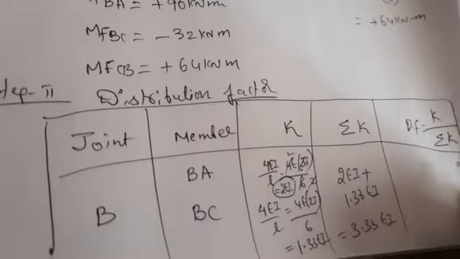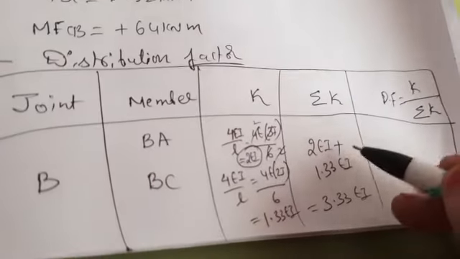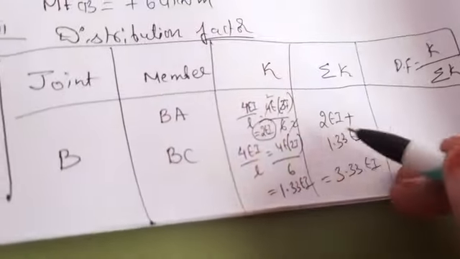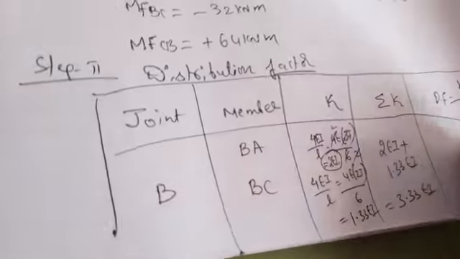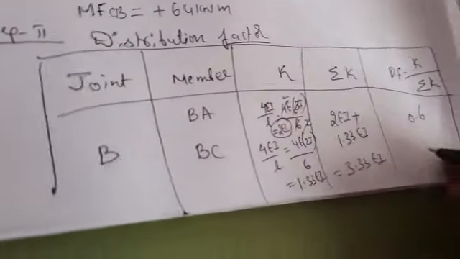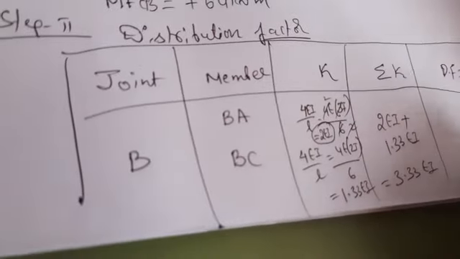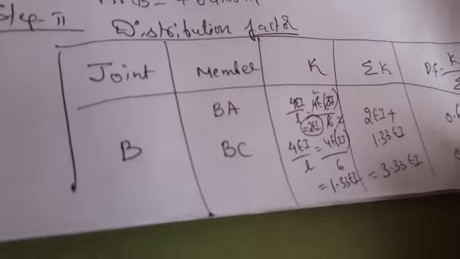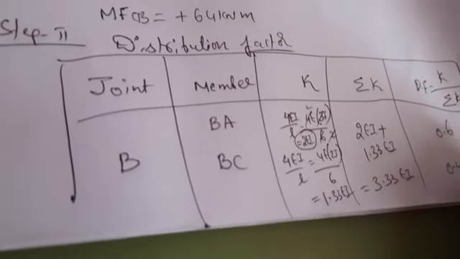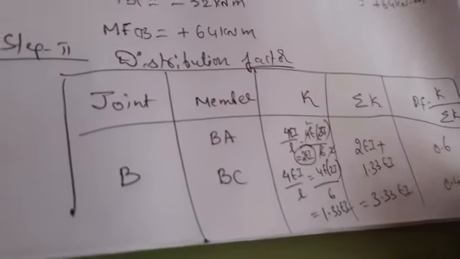Next our distribution factor. What is the distribution factor? K by summation of K. K is 2, so 2 divided by 3.33, then we will get 0.6. Another one is 1.33 divided by 3.33, then we will get 0.4. These are the two distribution factors, 0.6 and 0.4.